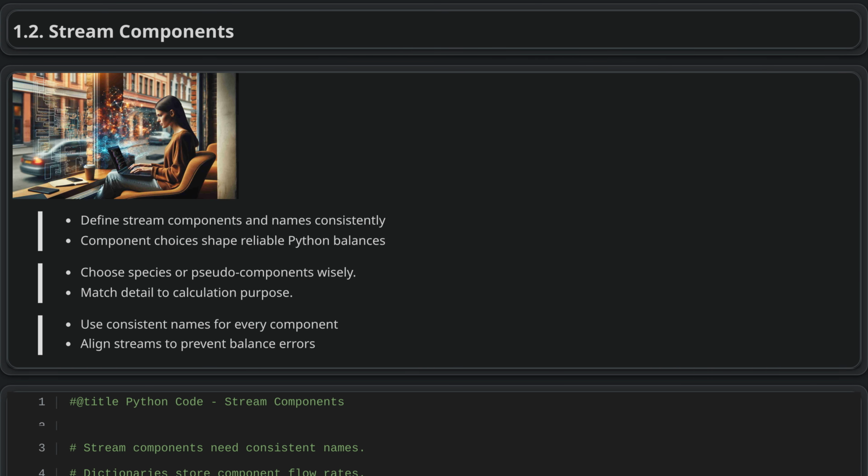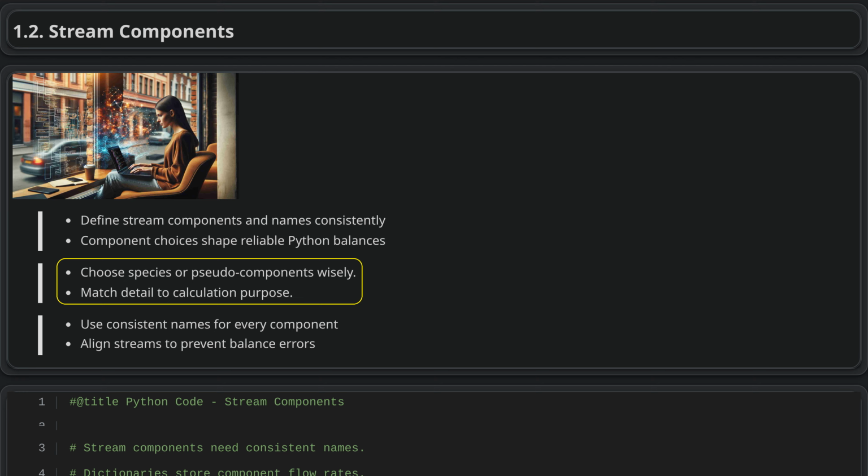Stream components. A process stream is a mixture of chemical components, each with its own identity and amount. In modeling, the first task is to define which components are present and name them consistently. This component model determines what material balances can track and helps keep flow rates and compositions organized, readable, and traceable in Python-based calculations.